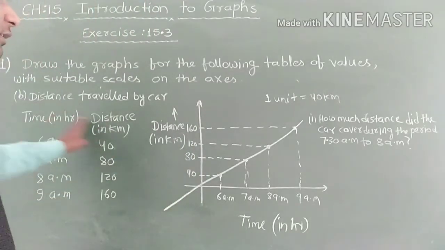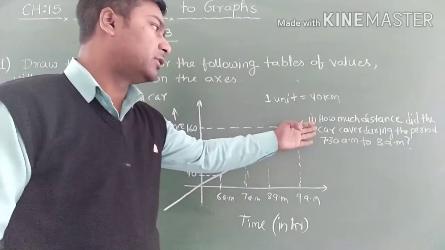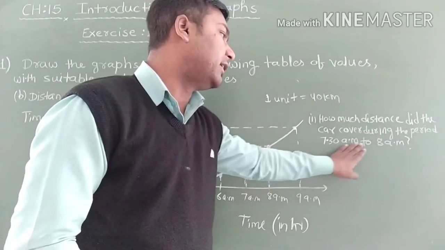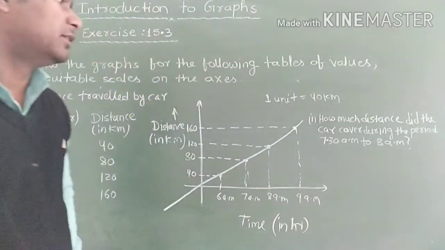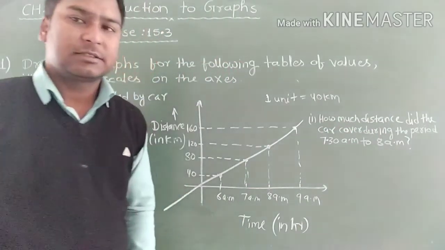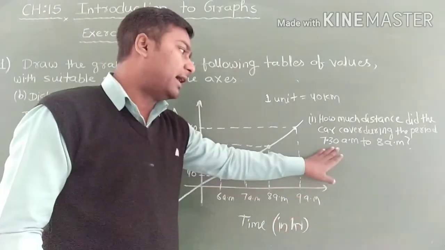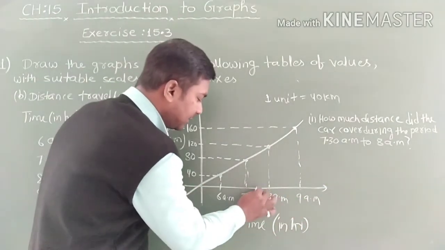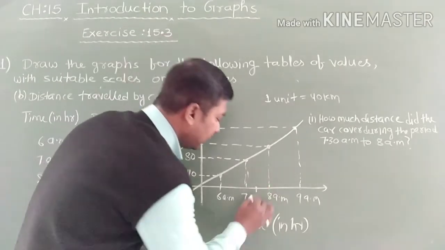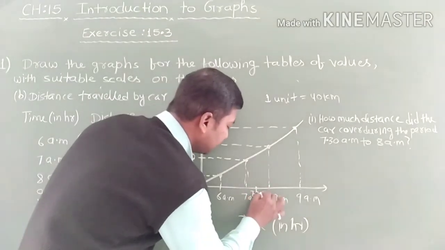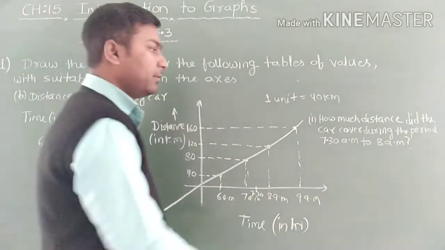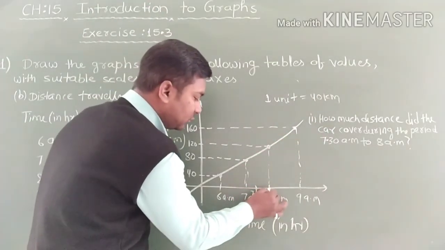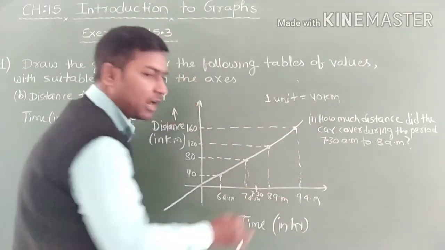In B part, the question is also given. First question: How much distance did the car cover during the period 7:30 am to 8 am? How much distance will the car travel from 7:30 to 8 am? So this is 7 am, this is 8 am, so this will be 7:30 am. Now, at these 2 points, 7:30 to 8 am, what distance will the car travel?